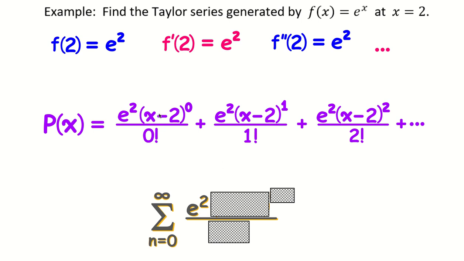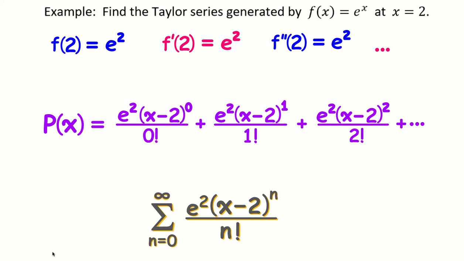And then every single term has x minus 2 to some power, starting with 0 and then 1 and then 2. So we're just going to have x minus 2 to the n, starting with 0 and then 1 and then 2 and then 3 and then 4, going on forever. And then in the denominators we also have whatever factorial. So it's just n factorial. All right? I hope I didn't under-explain that, the final answer.